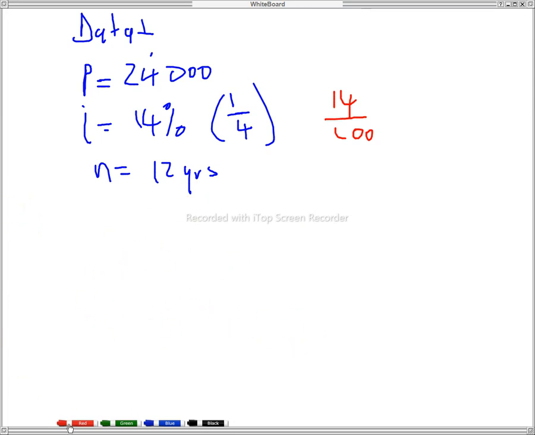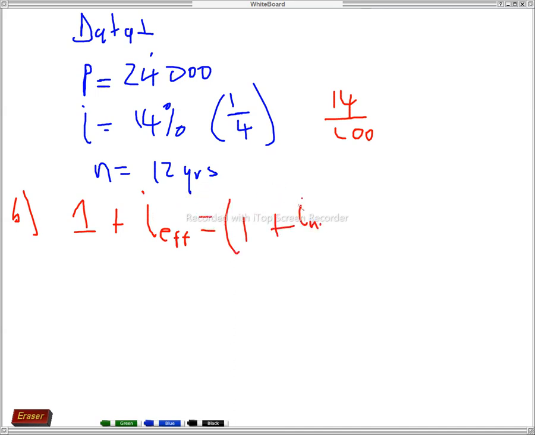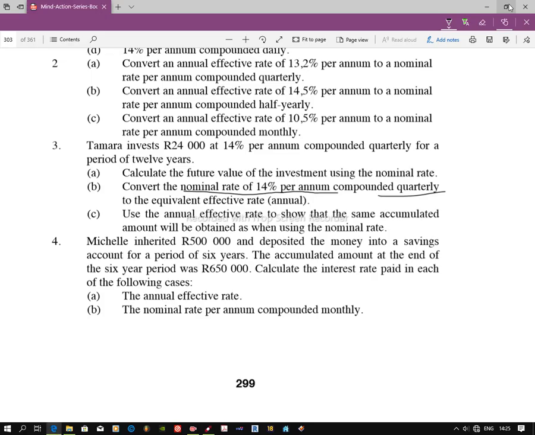Unfortunately I don't have enough space here, so let's go for B. First things first, let's copy our formula: 1 plus i effective is equal to 1 plus i norm over n. So there you go, just substitute your data there.